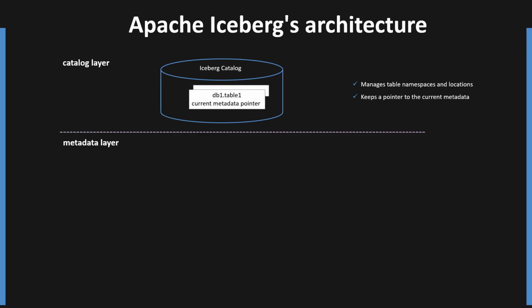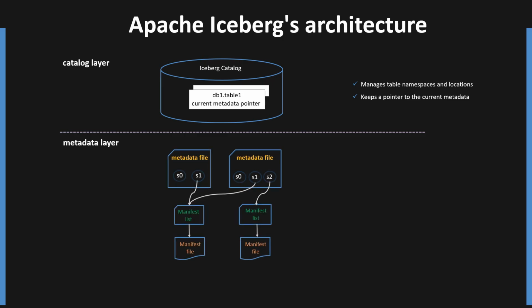Beneath the catalog layer lies the metadata layer, which is pivotal for tracking the structure and state of tables. This layer consists of metadata files that capture essential information like table schema, partitioning, and snapshots. These snapshots enable time travel, allowing users to query historical data states. Within the metadata layer, manifest lists and files provide detailed statistics about data files, including their locations and characteristics, thus facilitating efficient data retrieval and management.